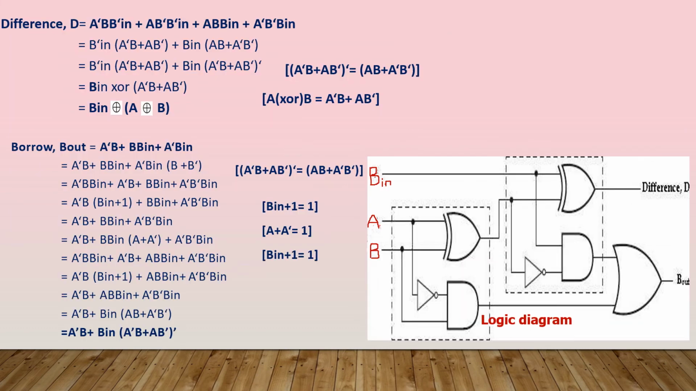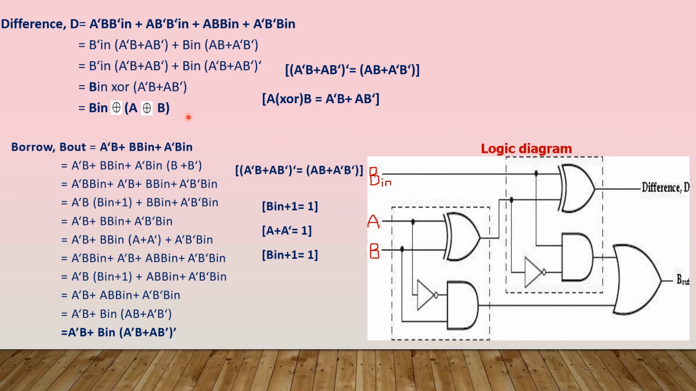There is another way to implement this full subtractor, and that's nothing but the implementation of full subtractor using 2 half subtractors. For that, we have to simplify the expression. First we will consider the difference equation. Here, taking the common terms and simplifying, we'll get it as B in, that is borrow in, XOR A XOR B. So this is a simplified Boolean expression.